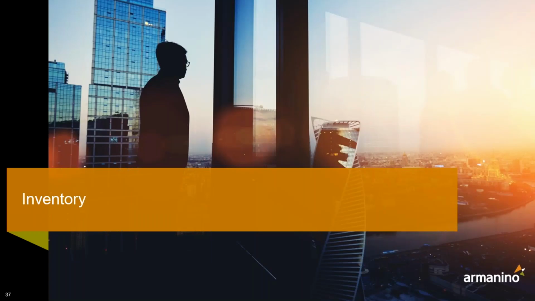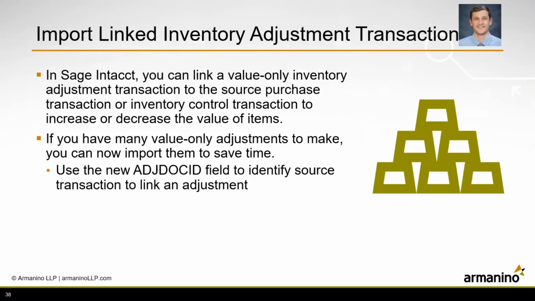All right, next, rolling right into inventory. Okay. So a few quick changes here in inventory. The first of those being that you now have the ability to import linked inventory adjustment transactions. So within Sage Intacct, you can link value-only inventory adjustment transactions to that source purchase transaction or your inventory control module transaction to go ahead and increase or decrease the value of any certain items.